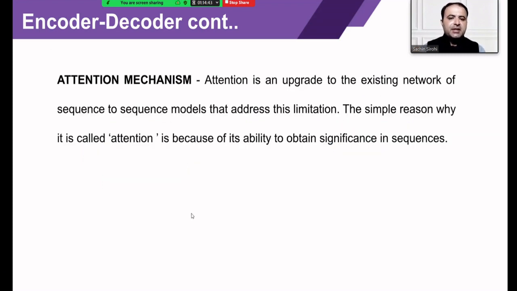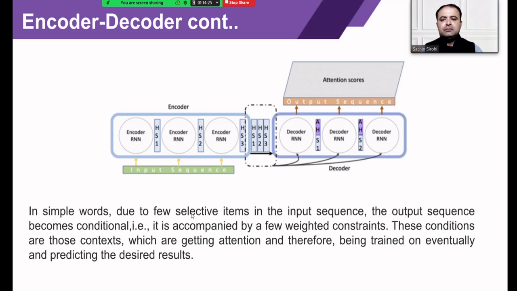Attention mechanism: attention is an upgrade to the existing sequence model network that addresses its limitations. The simple reason it is called attention is its ability to obtain significance in the sequence. An example is the input sequence going through the encoder RNN, repeating, and then the decoder is performed with attention scores.